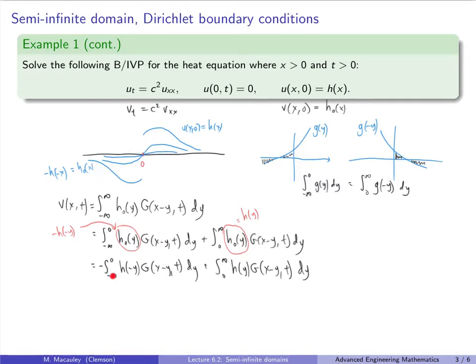Instead of going from negative infinity to 0 of h of negative y, I can make this so that the negative sign still persists. I'm going to change this integral from 0 to infinity of h of y. So now I have to change all the y. I have to flip the signs of all the y's, and there's another y in there as well. So just to highlight, there's a negative y there, and there's a negative y there. So this is g of x plus y t dy.